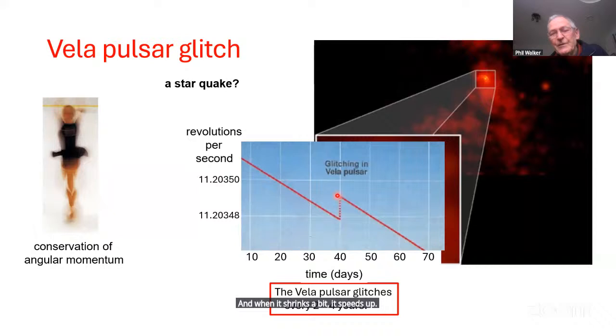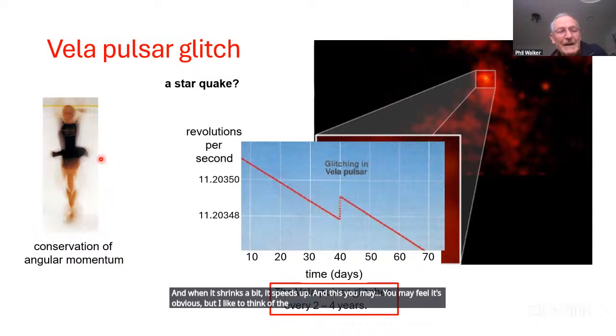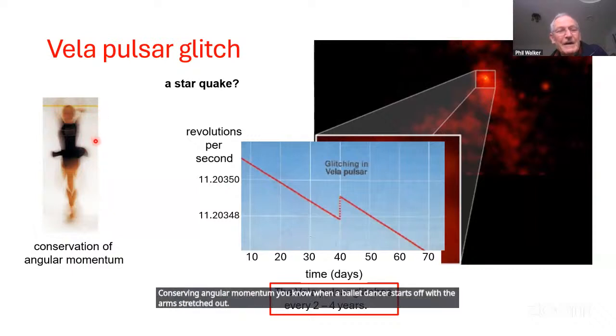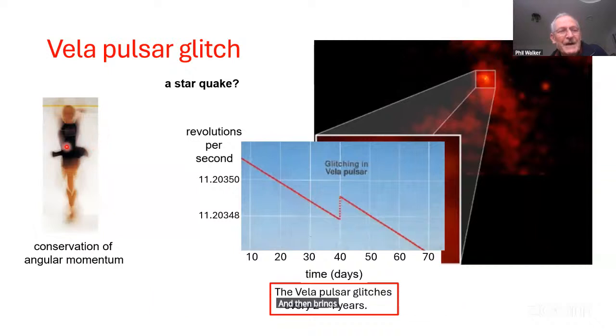You may feel this is obvious, but I like to think of the ballet dancer conserving angular momentum. When a ballet dancer starts off with the arms stretched out and then brings her arms in above her, she rotates more rapidly because her radius has reduced a bit. From a physics point of view, if the radius reduces a bit due to the cracking of the crust, the pulsar would speed up a little bit before it then loses its energy slowly.